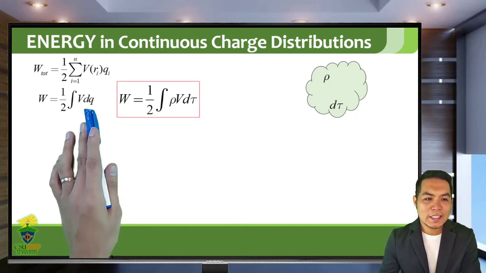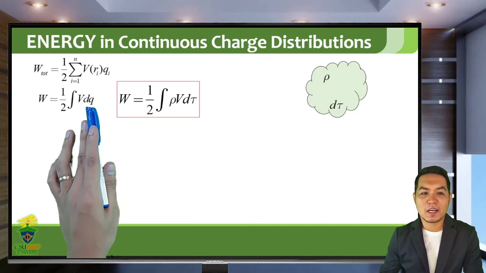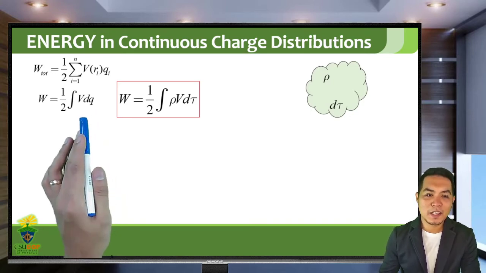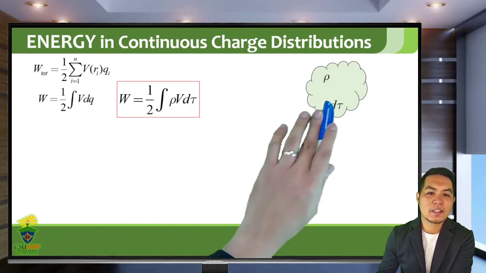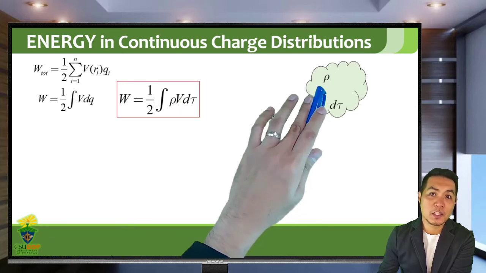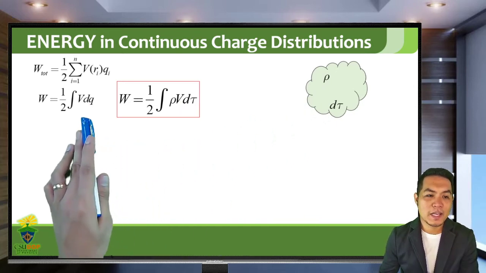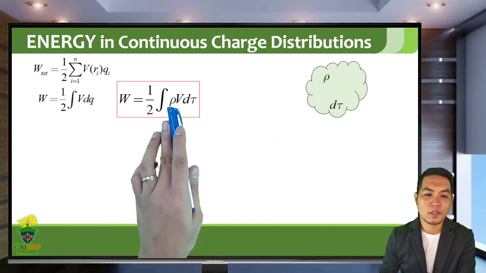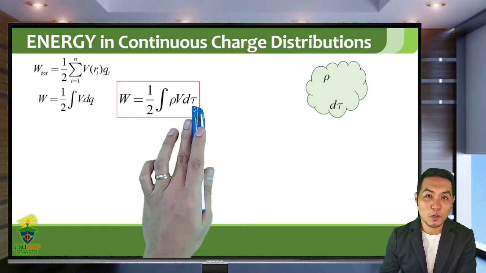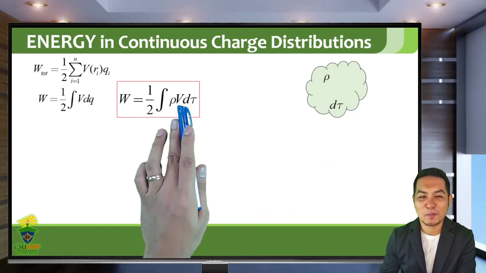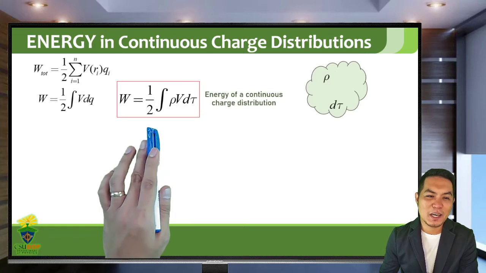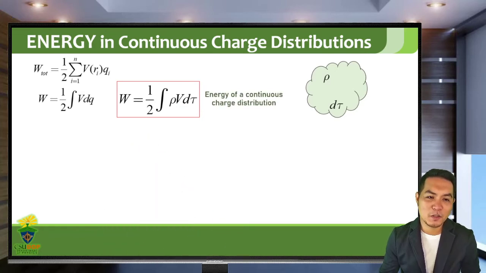Since dq can be replaced by rho d tau or sigma dA, in this case, since our charge distribution is a volume charge distribution rho, then we can replace dq by rho d tau. Take note, our volume here is tau, it's not V. V is our potential. So this is now the energy of a continuous charge distribution.